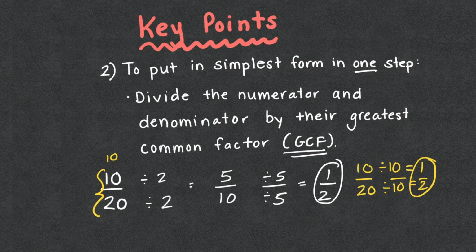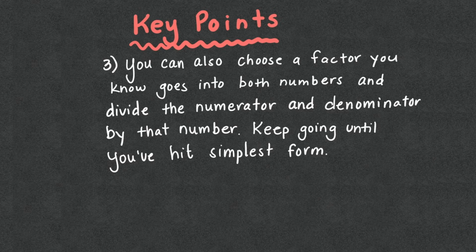So can you do it in one step? Absolutely. If you have a greatest common factor that comes to mind. If not, you can follow another method, and we'll go over that too. Just like I said, you can also choose a factor you know goes into both numbers and divide the numerator and denominator by that number. You can then keep going until you hit simplest form. This is really helpful when you have larger numbers that you're not sure about.